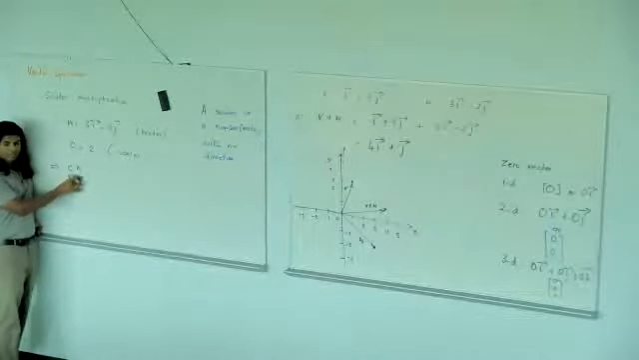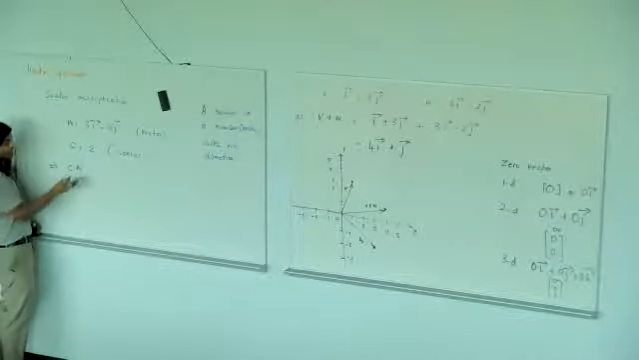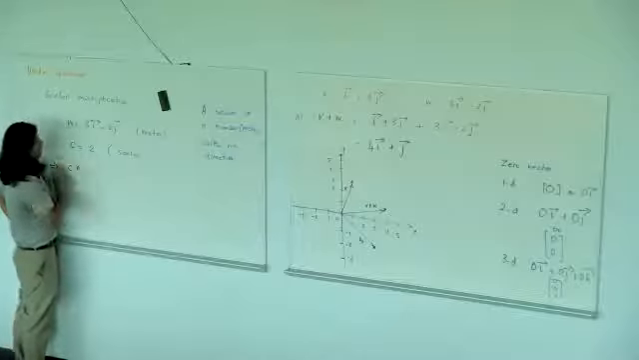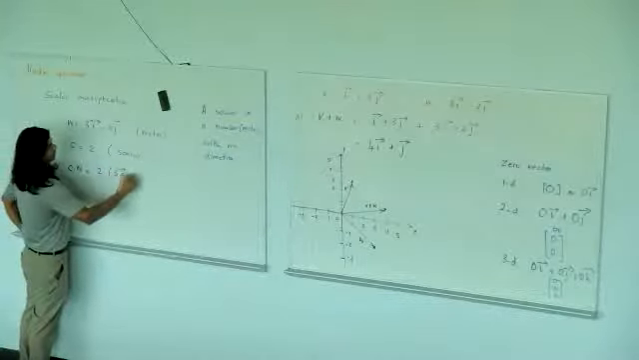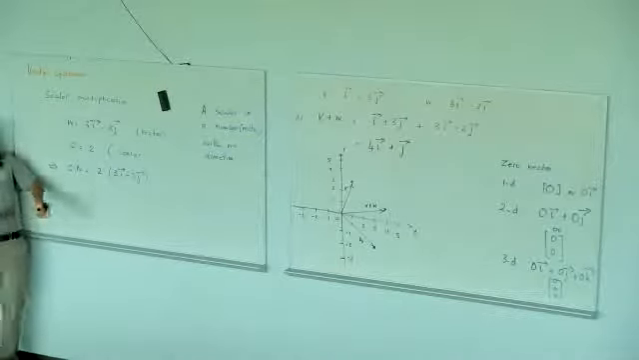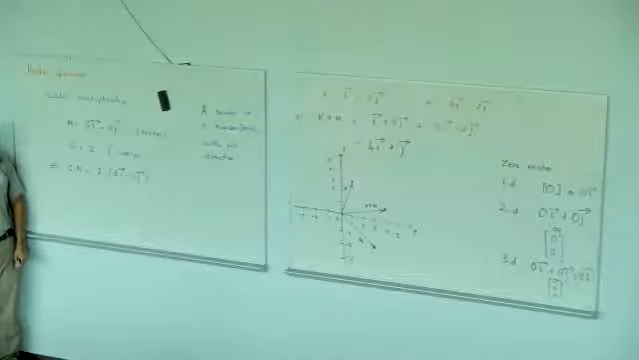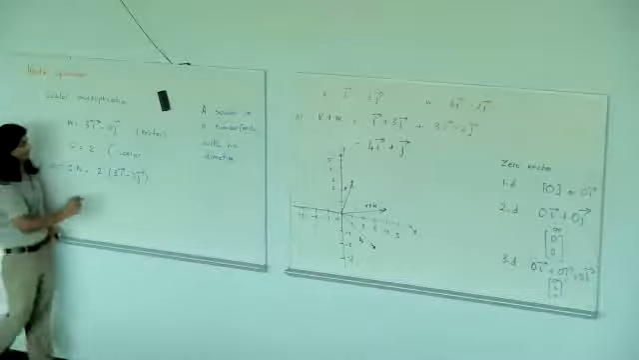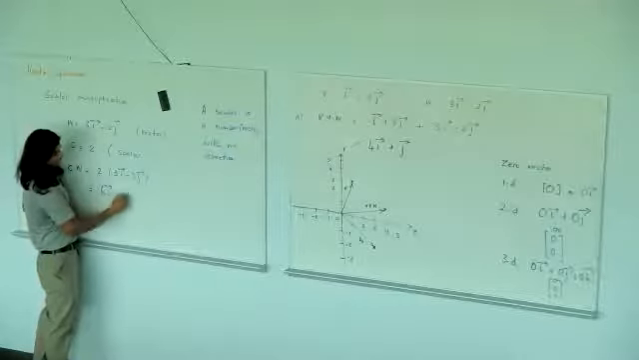Your book will denote a vector in bold notation. 2 times W. Think of it as if you're distributing. Well, if you distribute, what do you get? 6 I vector minus 4 J vector.